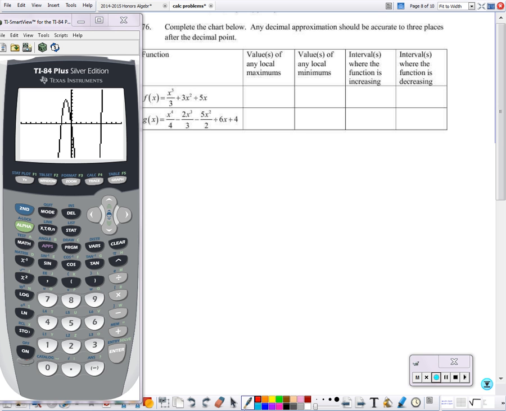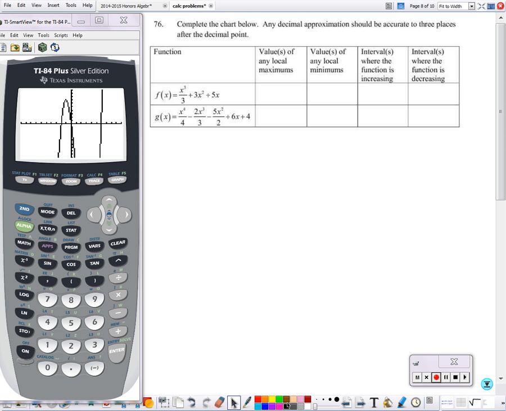Okay, so for 76, we have to use the graphing calculator to get all of these answers.